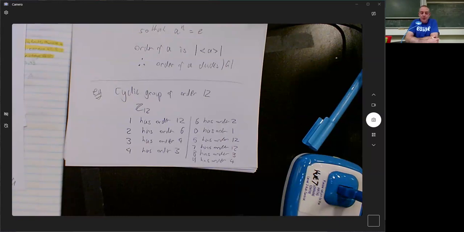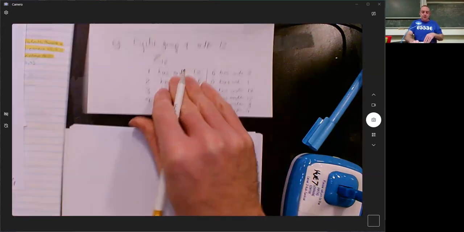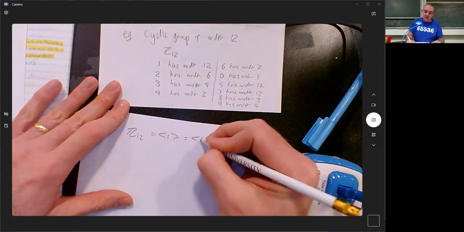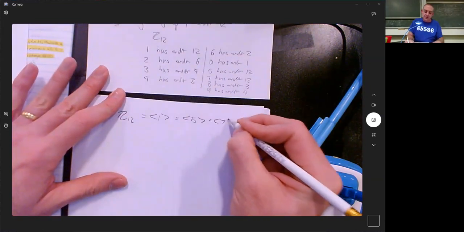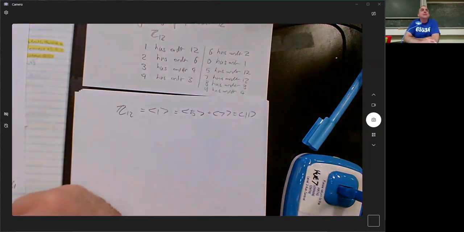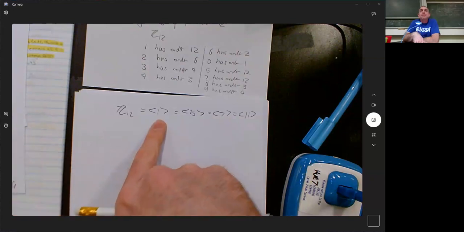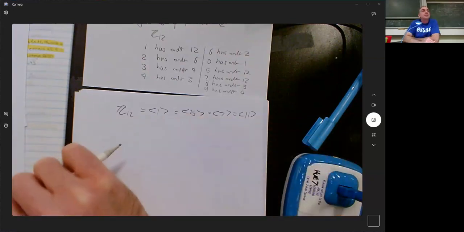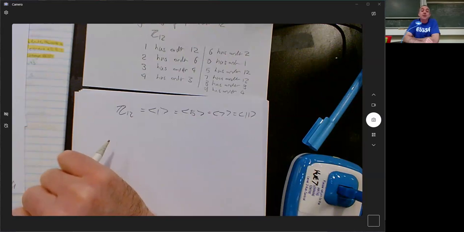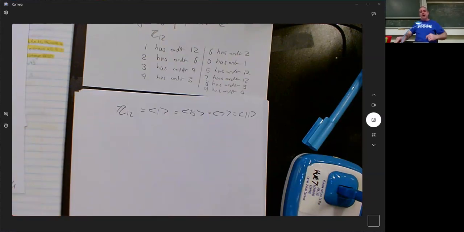So it is possible, therefore, for Z12 to be generated by 1, but it could just as easily have been generated by 5 or 7 or 11, for example. This is the best one, but any of these is fine. And all cyclic groups work that way. They're all the same as Z whatever, the cyclic groups. There's a theorem there somewhere. And that is called isomorphism.